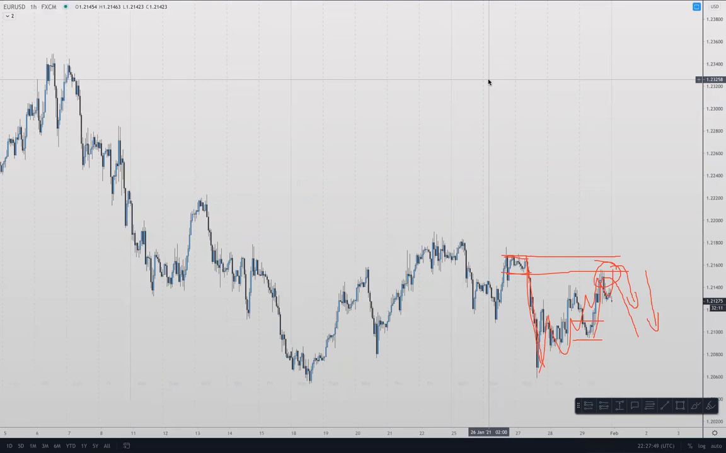This is how we're building narrative. We're not coming to the chart and going, right, bearish, we're only looking for sells. It's not about that.